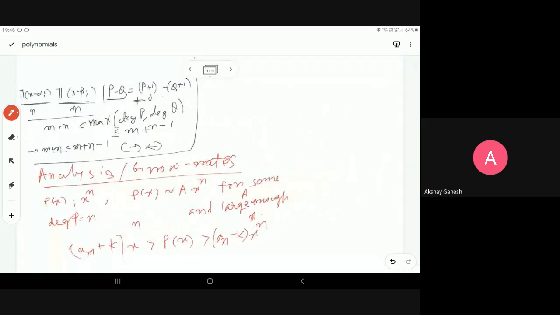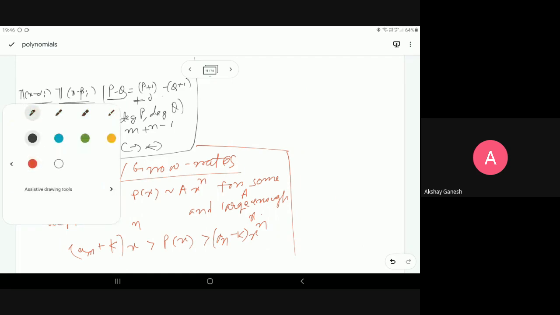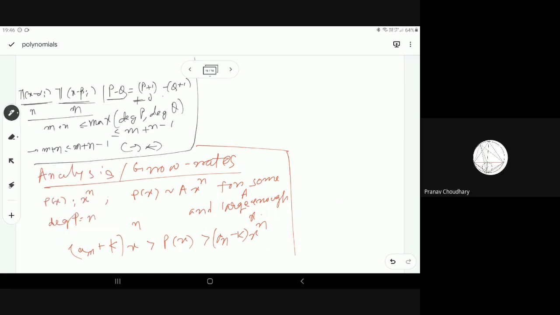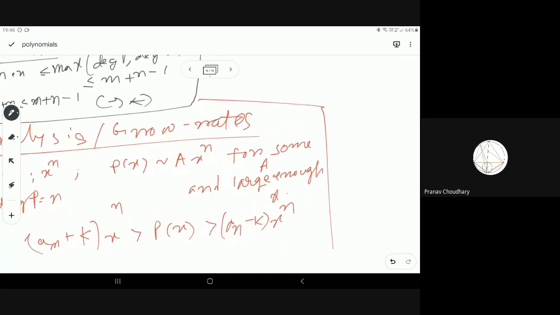So I'll solve two problems which highlight this. Can you tell me again about this inequality? I couldn't get it. Yeah, this holds for any polynomial, any real k, and for large enough n. What is an and k? An is the leading coefficient, the coefficient of x to the n, and k is any real number.